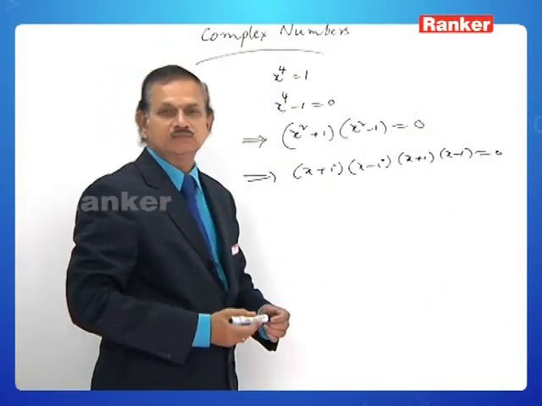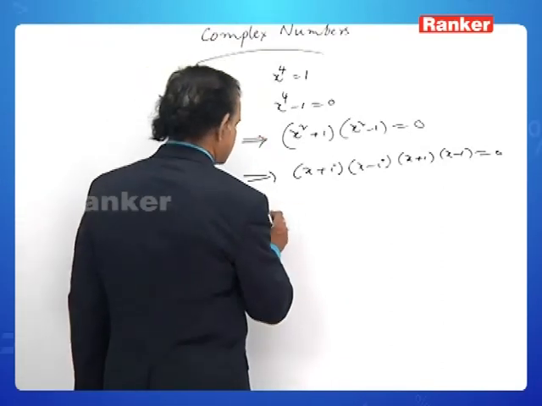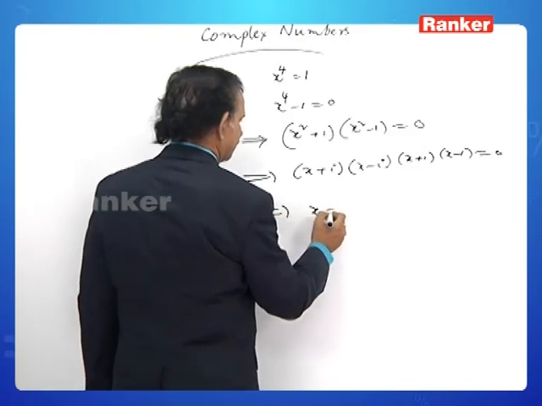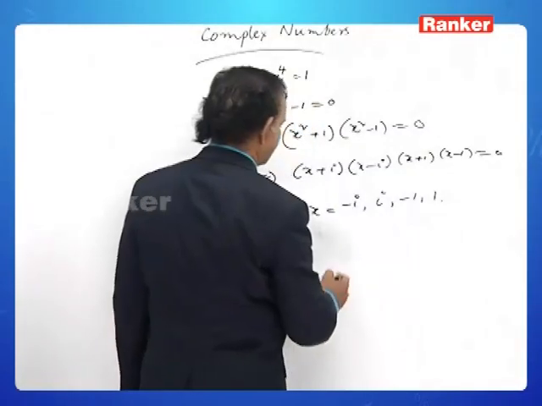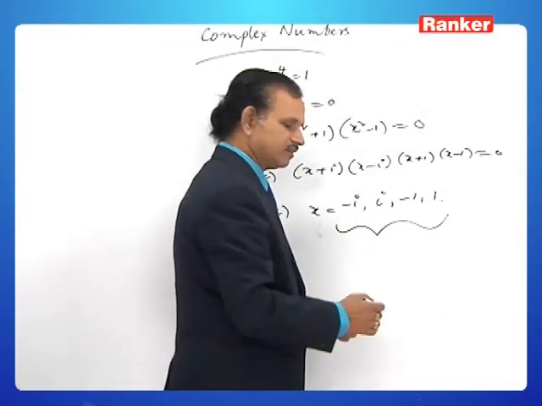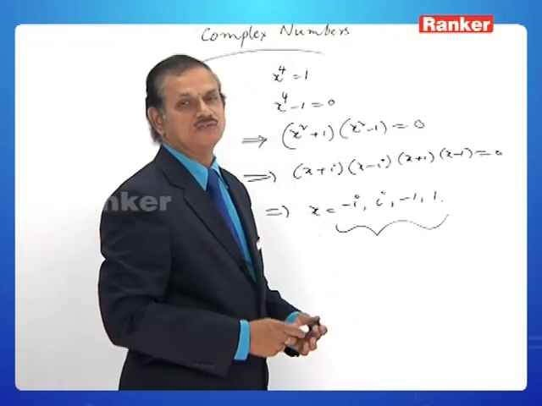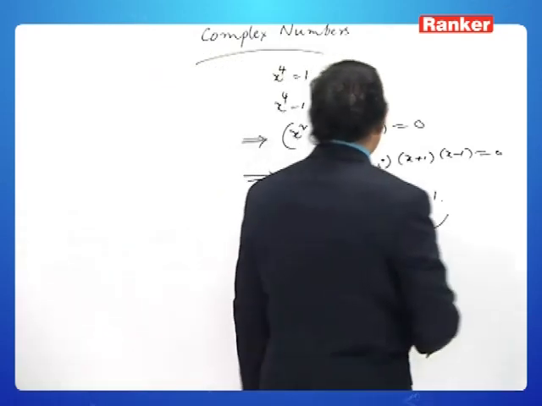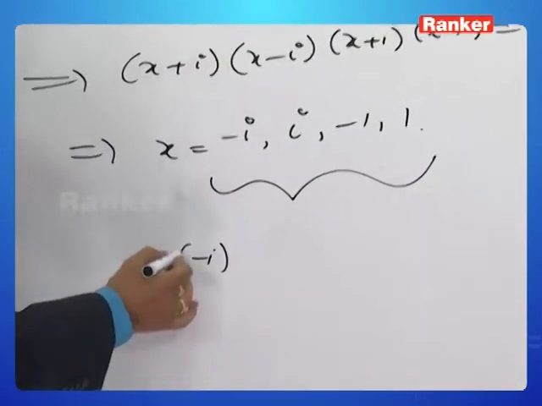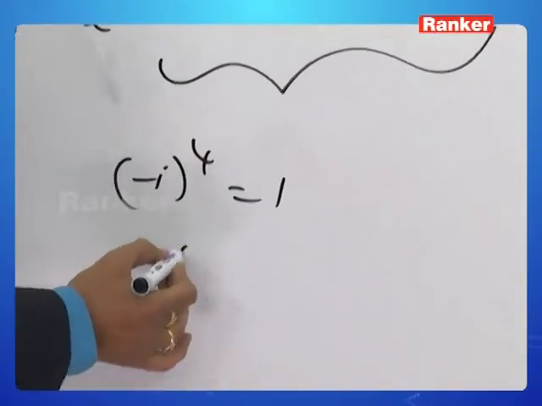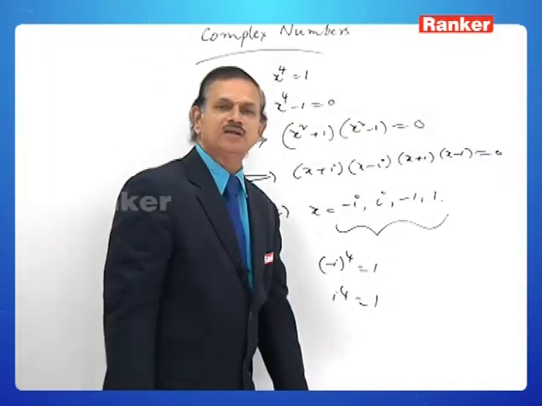It could be split in terms of 4 linear factors, which give us the roots x is equal to minus i, i, minus 1, 1. These are of course called the fourth roots of unity. As every one is a fourth root of unity, we can say minus i whole power 4 is 1, i power 4 is 1, minus 1 whole power 4 is 1, and 1 power 4 is 1 also.